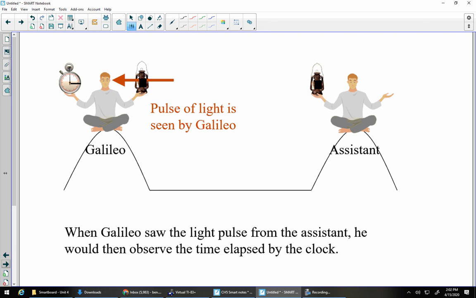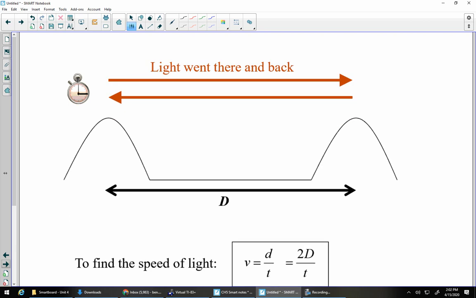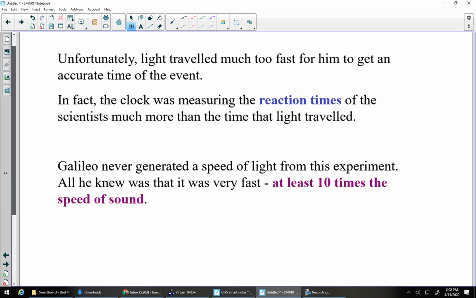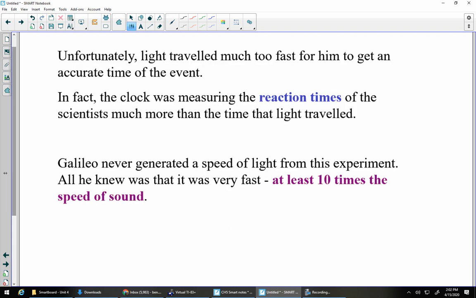Humans aren't really fast enough for this. You're really measuring reaction times, that's sort of the big idea here. So you're not actually measuring the speed of light in any kind of accurate way. You're measuring how quickly you can cover and uncover a lantern and start and stop your stopwatch, realistically.